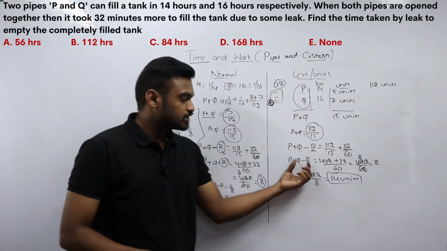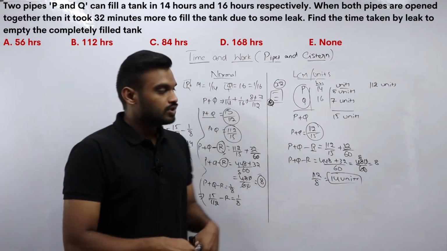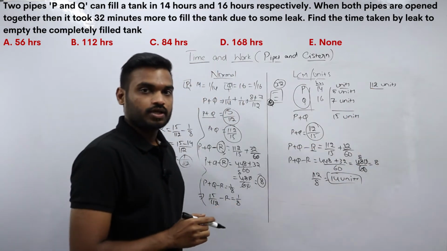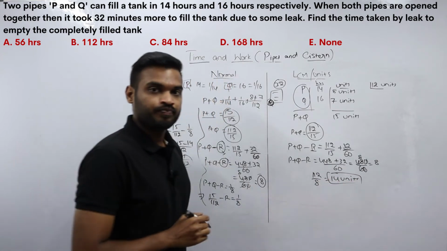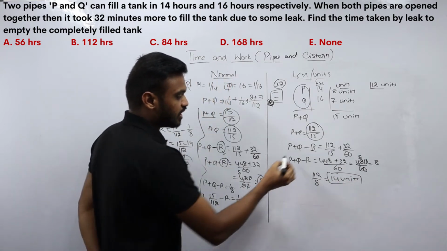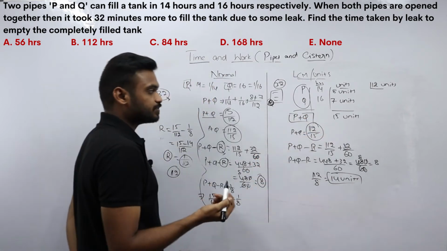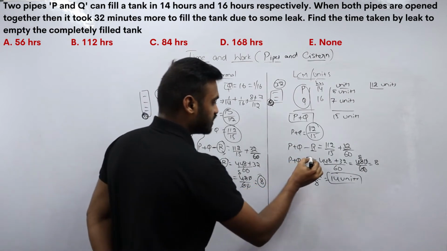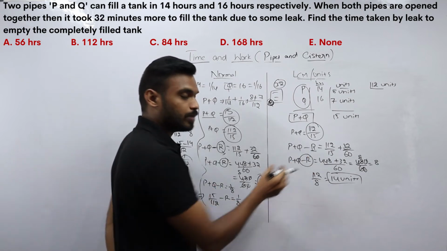Understand this? P plus Q minus R is totally taking 8 hours to finish the entire tank. So in 8 hours they are completing 112 units of work, so per hour they are completing 112 by 8, that is 14 units of work. Now we know the efficiency of P plus Q minus R and also of P plus Q. If I substitute the value of P plus Q in P plus Q minus R, I will get the efficiency of R, that is the work done by R per hour.